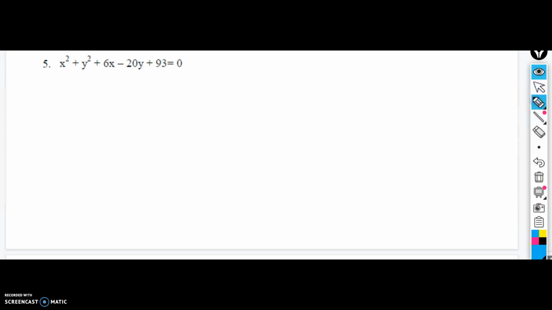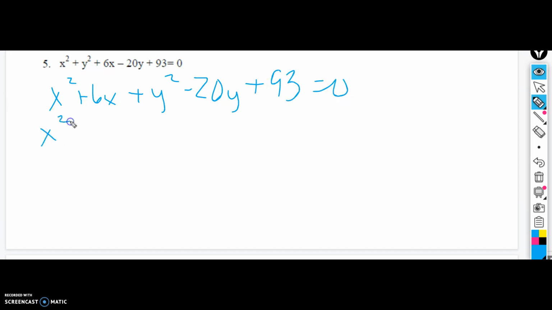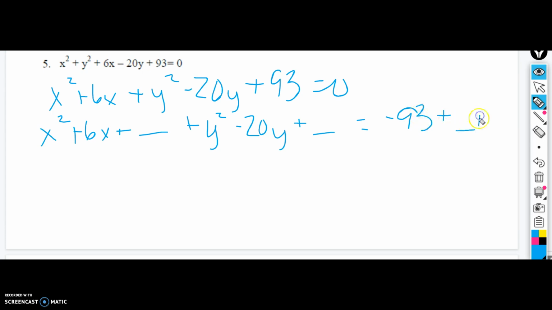All right, last one for today, and probably for this year. We've got x squared plus 6x plus y squared minus 20y plus 93 equals 0. X squared plus 6x plus blank plus y squared minus 20y plus blank equals negative 93 plus blank plus blank. Now, did I just skip from one step to the next? Kind of. I just didn't really show this part of subtracting 93 from both sides, but we all knew what happened when I moved from one step to the next.